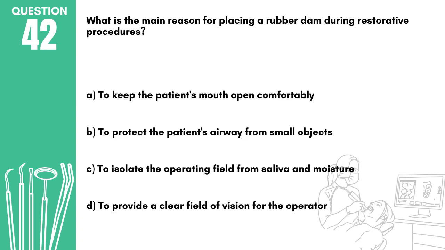Question 42. What is the main reason for placing a rubber dam during restorative procedures? A. To keep the patient's mouth open comfortably. B. To protect the patient's airway from small objects. C. To isolate the operating field from saliva and moisture. D. To provide a clear field of vision for the operator.